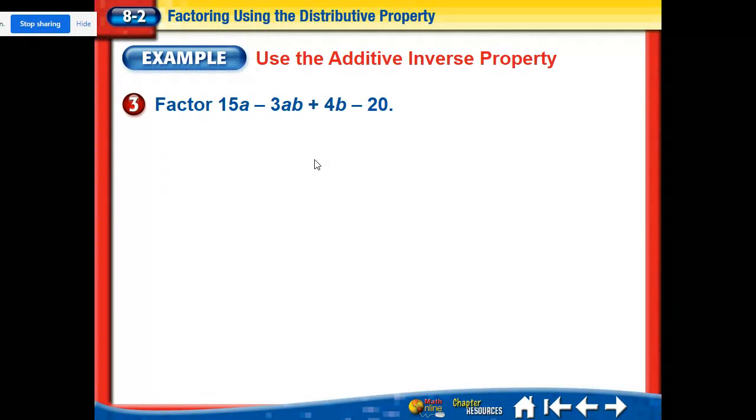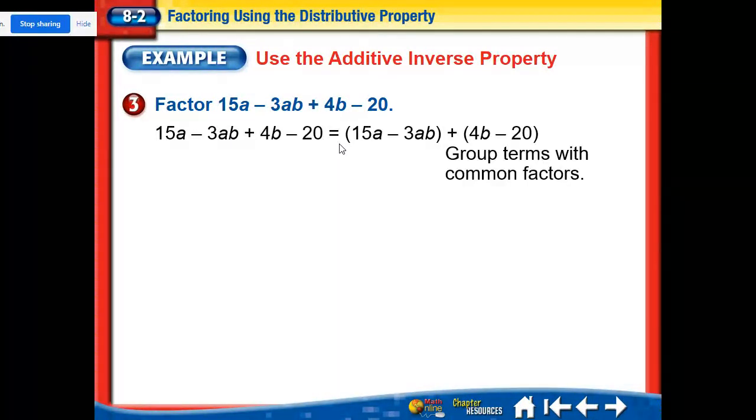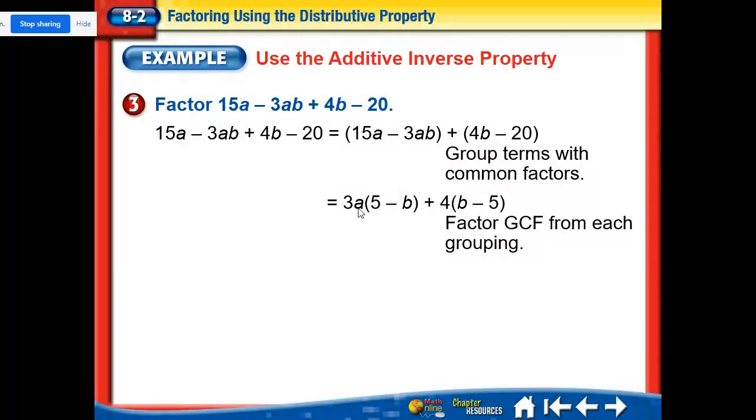So let's try another one here. So let's take a look at these first two. A 3 goes out and an a can come out. And the second two, we can do a 4. So 3a comes out, what's left? 5 and a b. If I take a 4 out here, it's b minus 5 again.